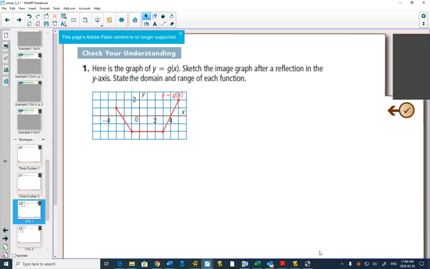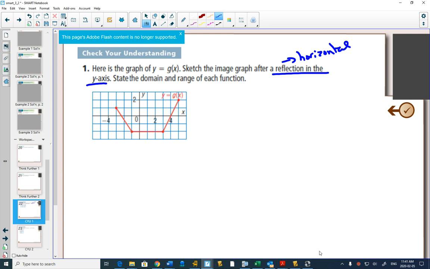It says, here's a graph of y equals g of x. Sketch the image of the graph after reflection in the y-axis. So when I see this reflection in the y-axis, I think about my y-axis, and I think about a point on one side flipping over the y-axis. What changes, the x-coordinate or the y-coordinate? The x.